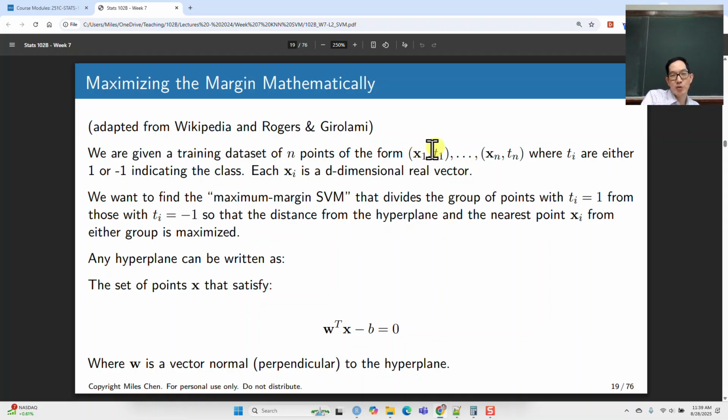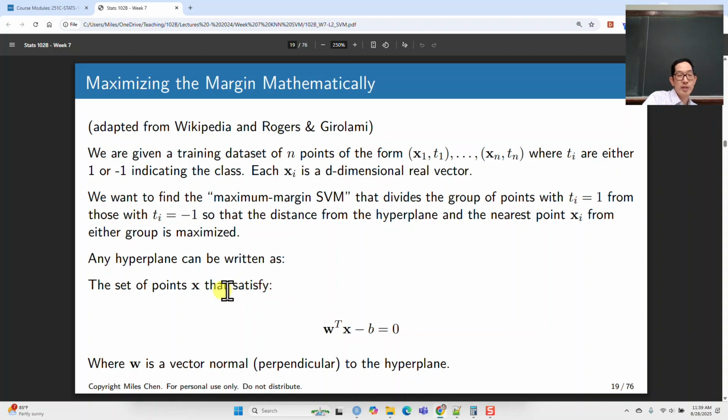But the idea is we have a bunch of points where x is the location, so x1 and x2, and then t is going to be the class. We either have +1 or -1 for our 2 classes here. And so we want to figure out what this support vector location is, this maximum margin thing. What we want to do is maximize that distance from the hyperplane to the nearest point from either group.